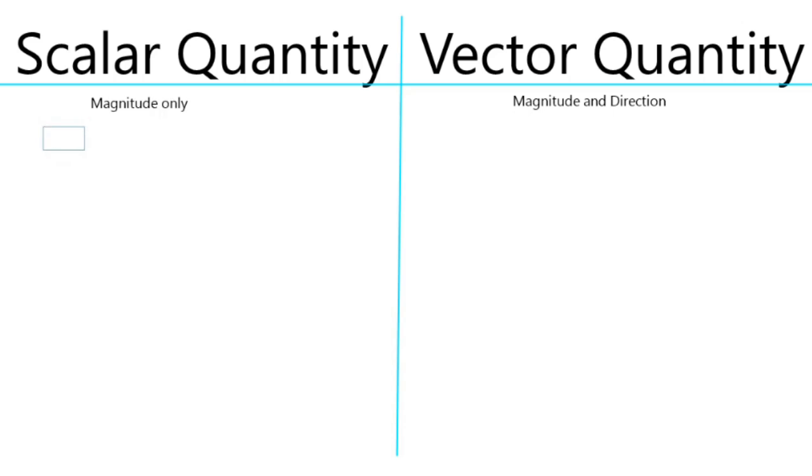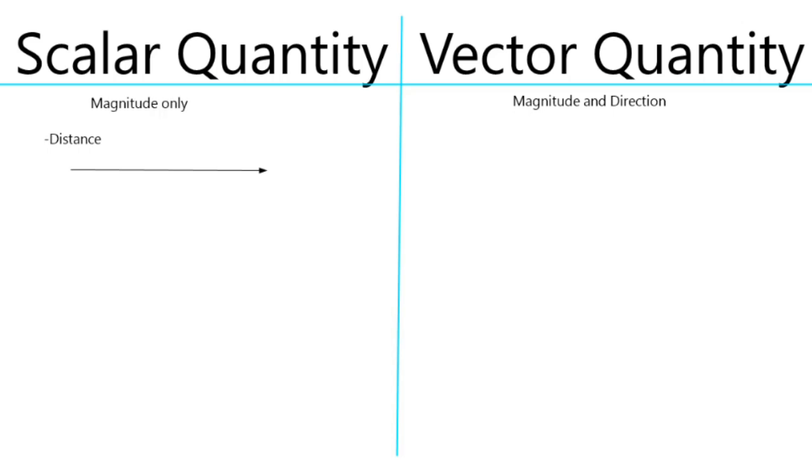So, what are the examples of magnitude only? For example, we have distance. So, bakit pa naging scalar quantity ang distance? Scalar quantity can only be positive in some direction. Distance cannot be negative. So, let's say we have an arrow here.